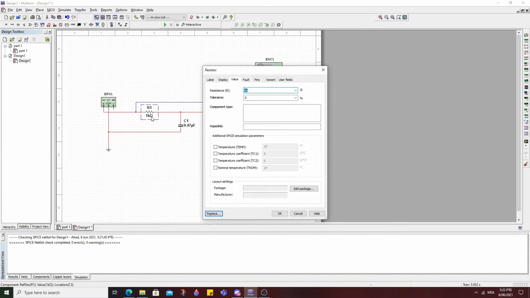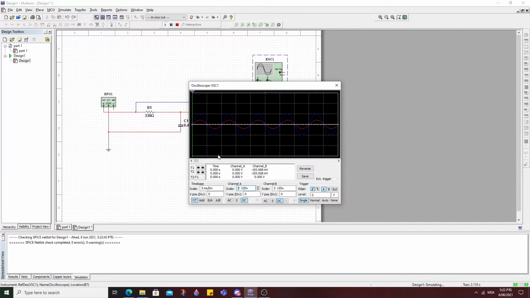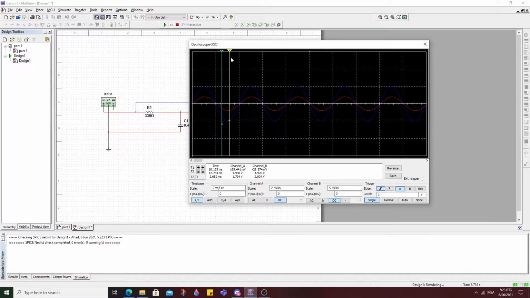For that, we need to change the resistor value, which is 330 ohm. Then run again, then run here and pause. One cursor goes to the red highest waveform, the peak of the waveform, and the other to zero. So from here we can determine the V output, which is from the capacitor, from the red waveform, and the reading is now 1.99 volt. We can consider it as 2 volt.